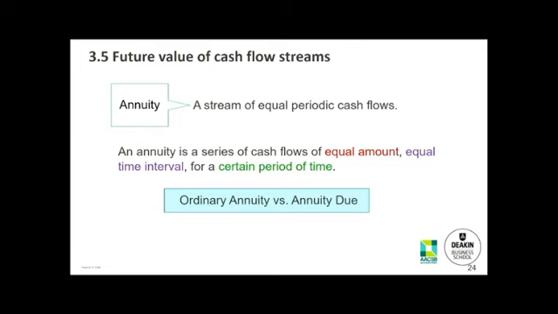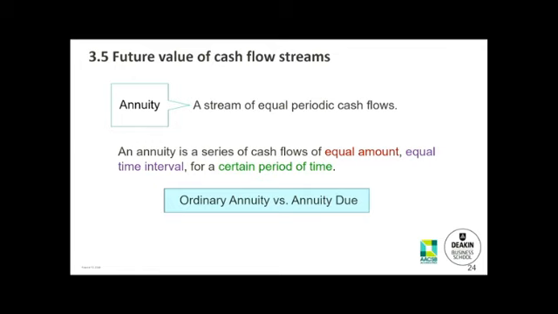For example, today is time 0. In year 1, there is a cash flow of $10. Year 2, cash flow $10. Year 3, cash flow $10. That's it. In this case, it is an annuity. Equal periodical cash flow. Equal amount of cash flows, $10, and the same time interval. Do you agree? This is an annuity.